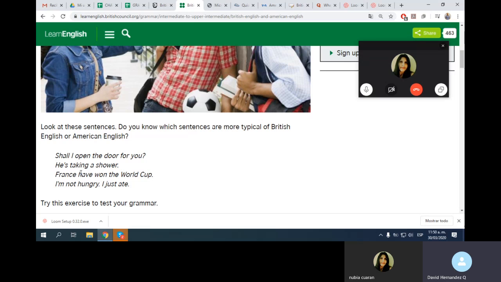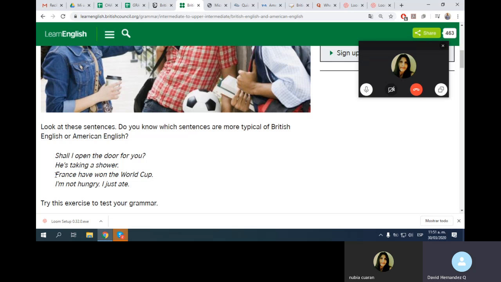Now here we have, he's taking a shower. The verb take is more American than the verb have. So in this sentence, a British person would say he's having a shower, while the Americans say he's taking a shower.